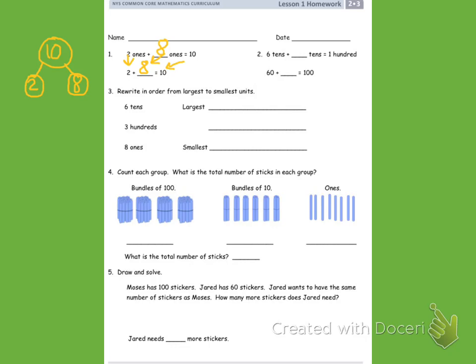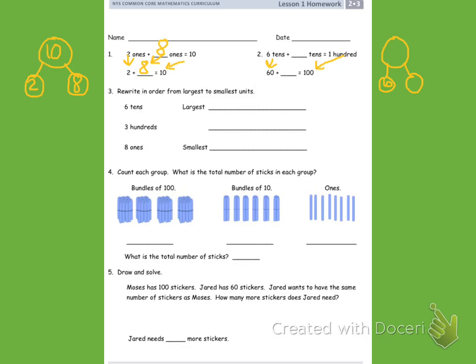On problem 2, again, I'll use a number bond. This time, a 6 will go in a small circle because that's a part. 6 tens plus blank tens is 100. Well, 6 tens is the same as 60, and 100 is also written this way in standard form.